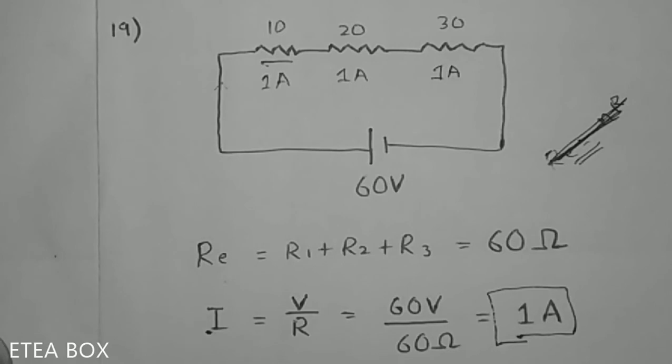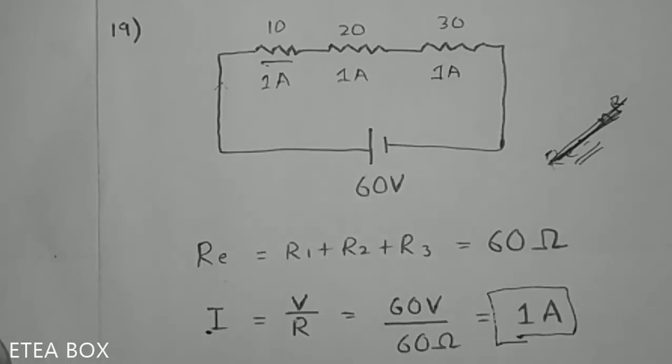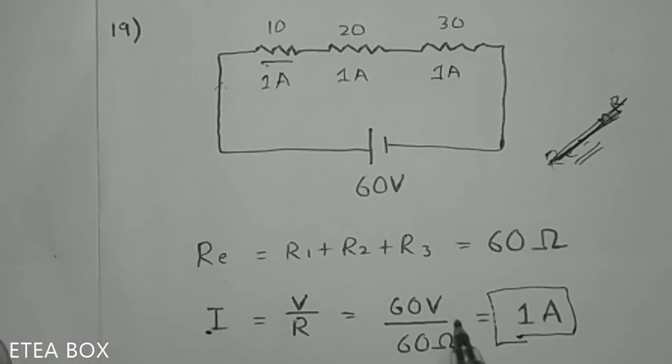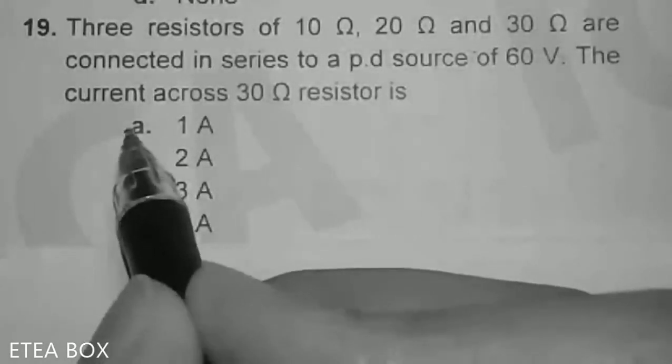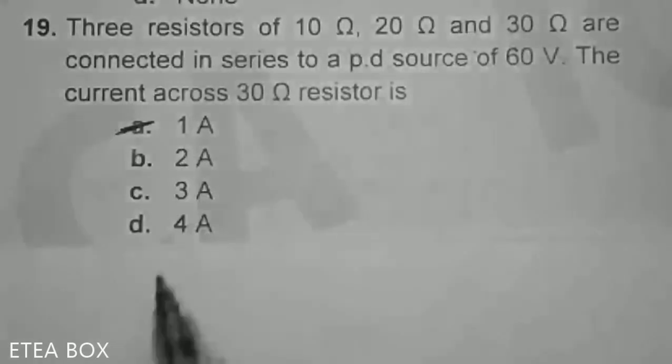So we know that in series combination the current is constant while the voltage is different, but here the requirement is only current. So simply, you just find the equivalent resistance and then find the current. The current is 1 ampere, so it will be the same for the 3 resistances. The current in the 30 ohm resistance is 1 ampere. Look here, option A is correct. The current in 10 ohm, 20 ohm and 30 ohm will be the same, and it is 1 ampere.